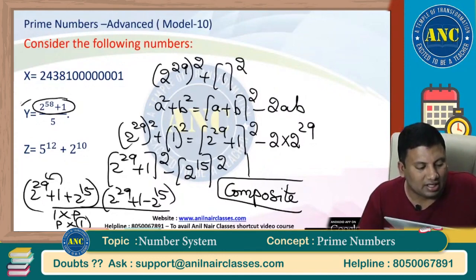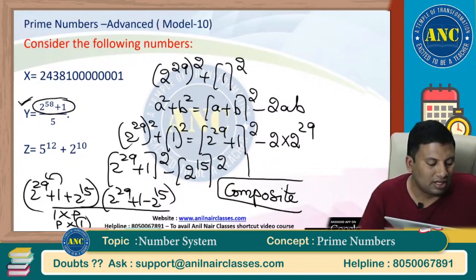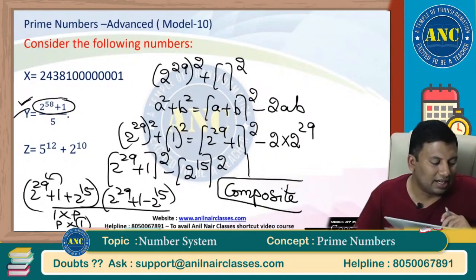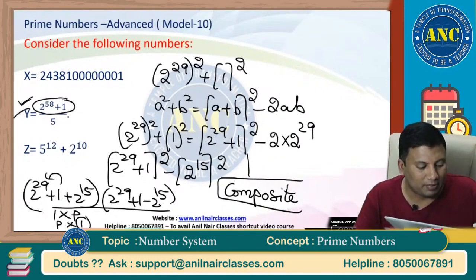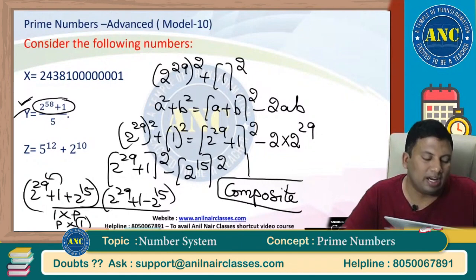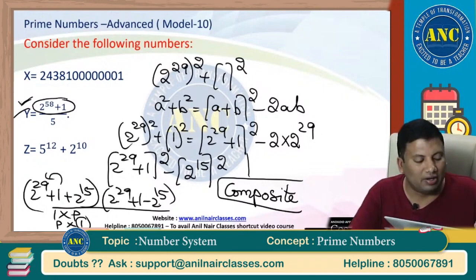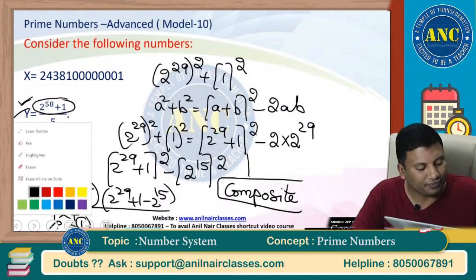So the numerator itself is composite. Now if you divide by 5, you will get some value. That value cannot be a prime number. So divide (2 power 29 plus 1 plus 2 power 15) by 5. Use a negative remainder and try to solve.